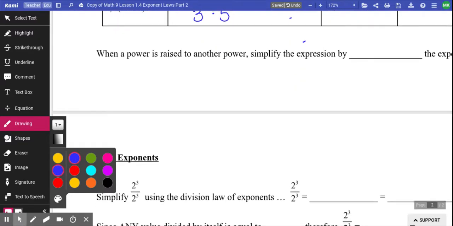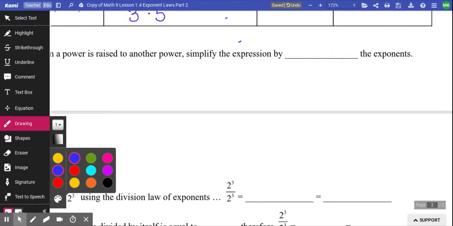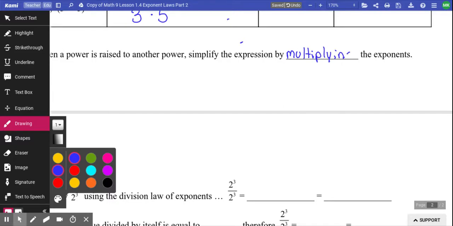Awesome. That gives us our little rule that we can fill out here. So when a power is raised to another power, that's why I call it power of a power, simplify the expression by multiplying the exponents. That's called the power of a power law. At least that's what I call it.